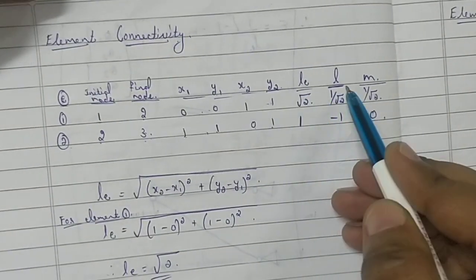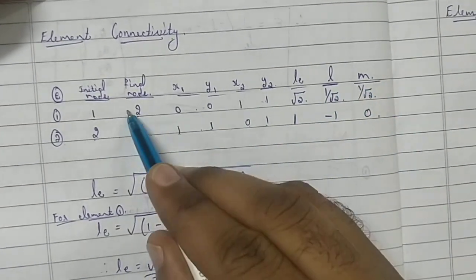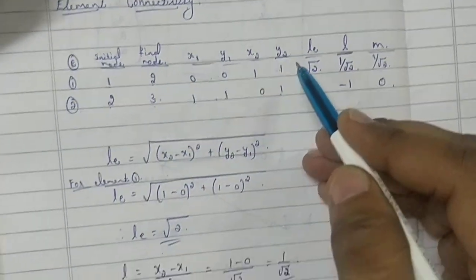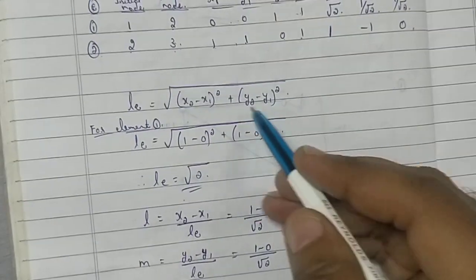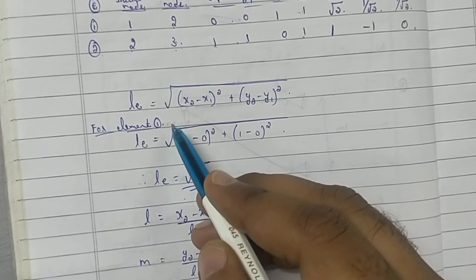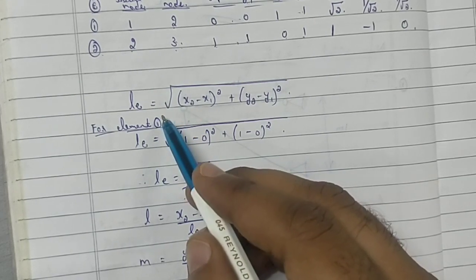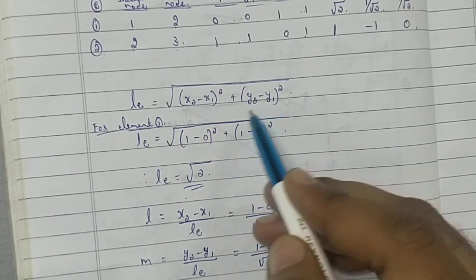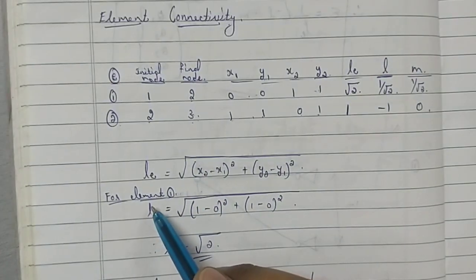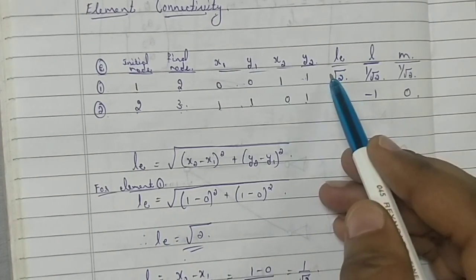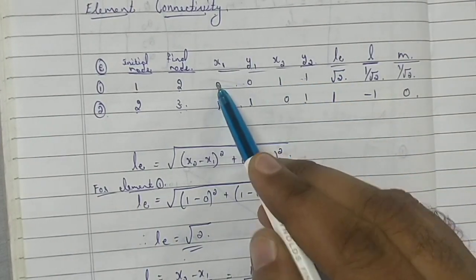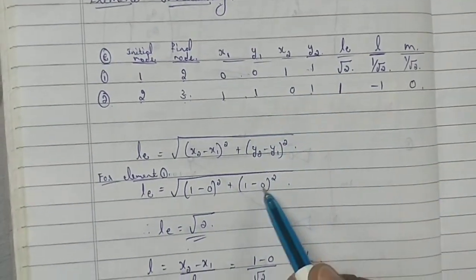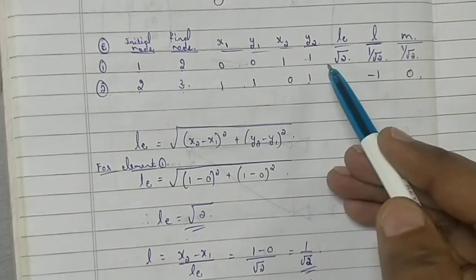Next, find out LE, L and M for each of these. Okay, for the first element, what is LE? We have the formula, from the derivation, I have derived this already: LE is equal to root of (x2 minus x1) whole square plus (y2 minus y1) whole square. So for element 1, find out LE. You will get LE is equal to root 2.